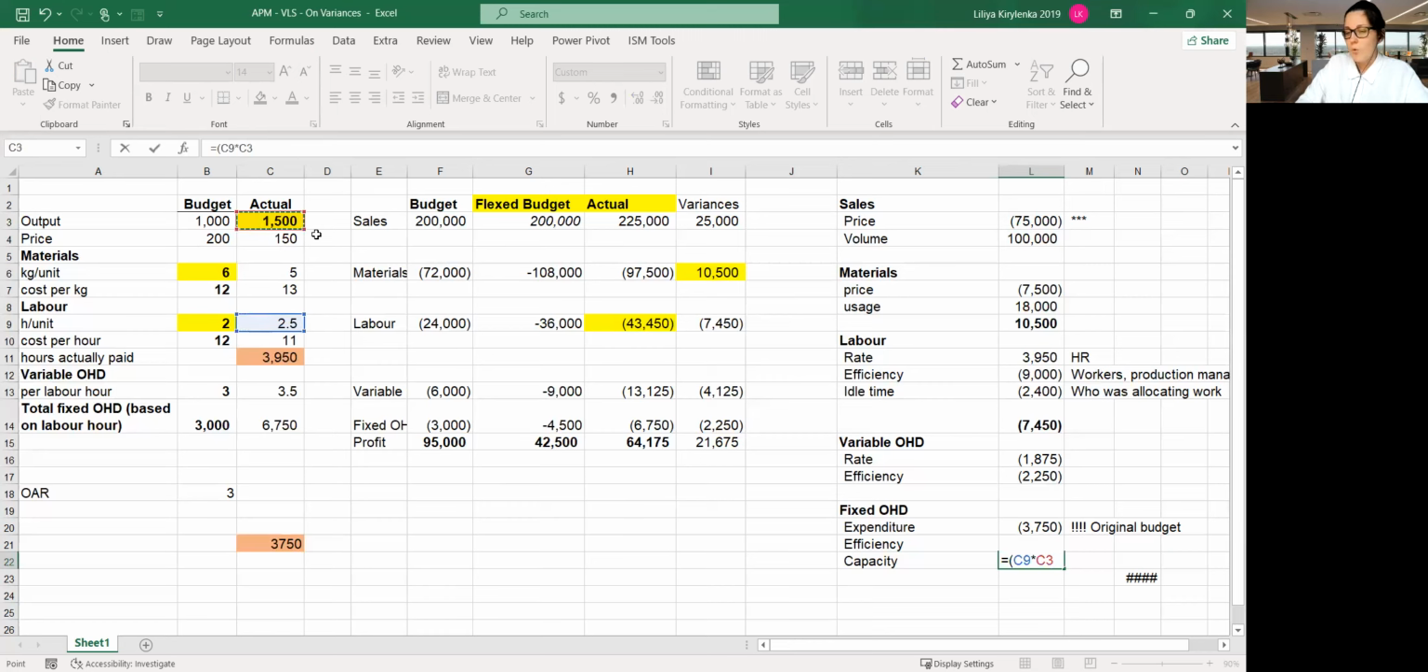So that is the hours that we actually worked. However, how many hours we thought we could squeeze out of our plant? 2 multiplied by 1,000. And that needs to be multiplied by overhead absorption rate per labor hour. That is 26.25. That is what I mistakenly calculated originally.